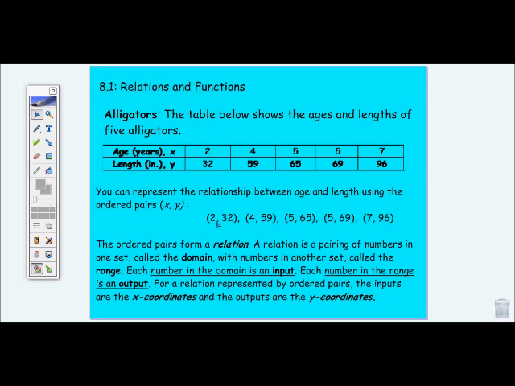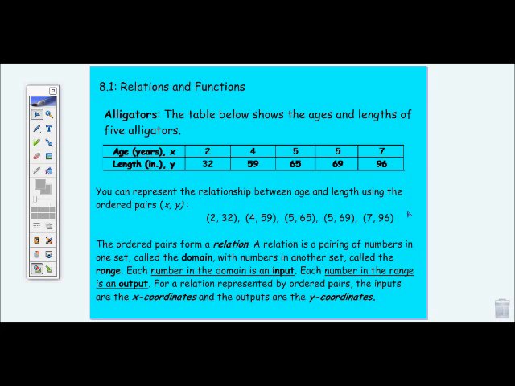So the first pair would be (2, 32), coming from 2 and 32, then (4, 59), (5, 65), (5, 69), and (7, 96). Here are the pairs listed as coordinate points on a graph. The ordered pairs form a relation.